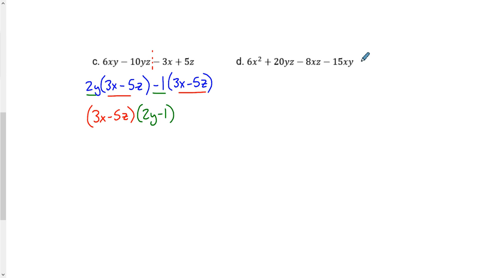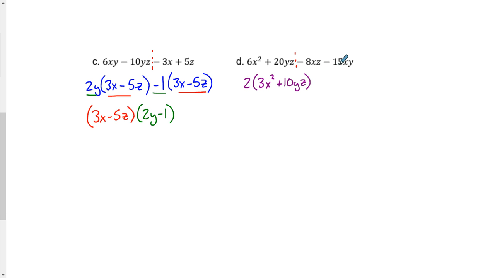All right. This one, well, this one's a little bit of a trick. So just watch this for a second. You don't have to write it down. Okay. So if we split it down, we see in these two terms, we can factor out a 2. We would then be left with a 3x squared plus 10yz.